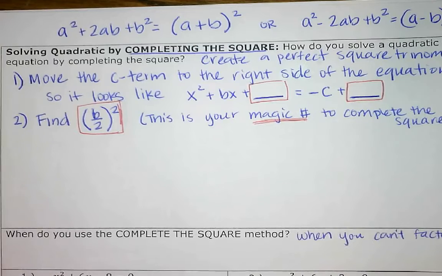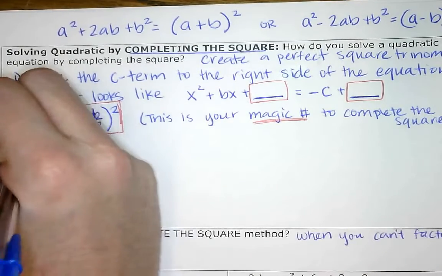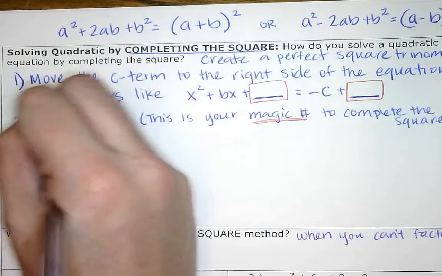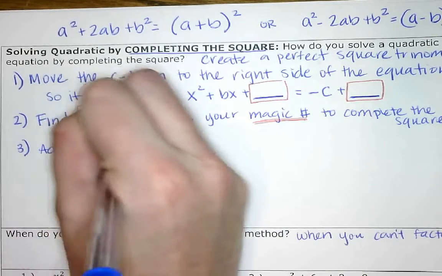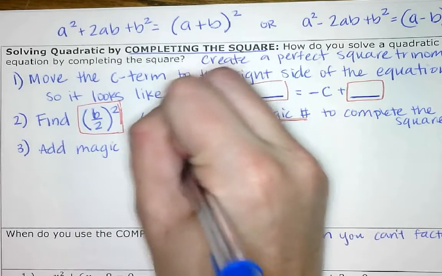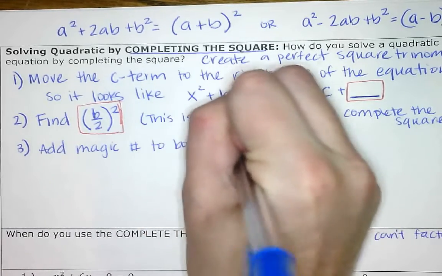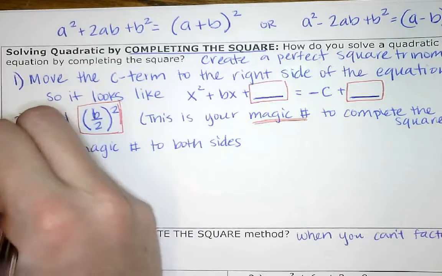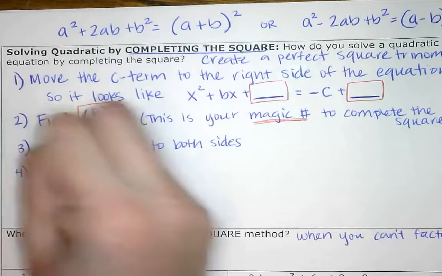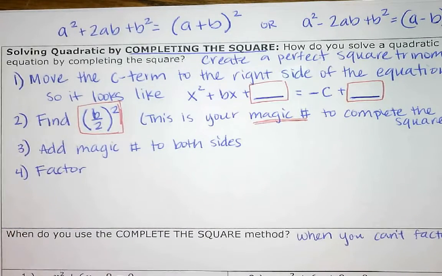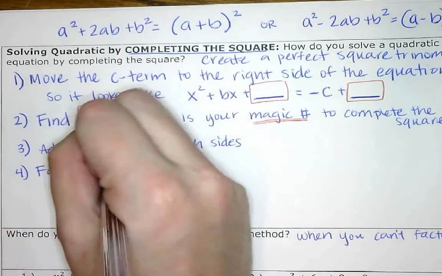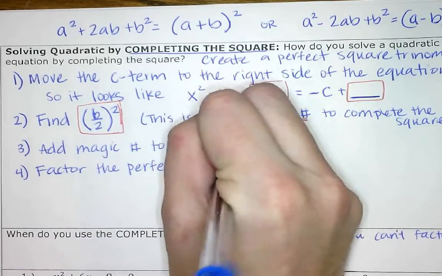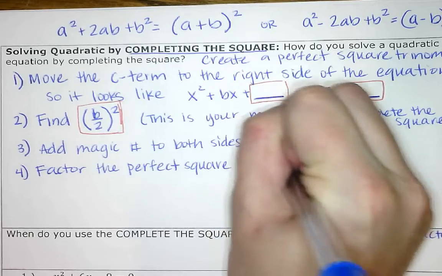All right? And what we want to do is then, just like we have it set up right here, add that magic number to both sides. And once you add your magic number, you can factor. That magic number just created a perfect square trinomial. So we can factor the perfect square trinomial. All right?